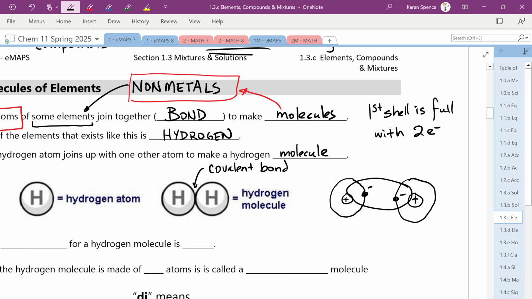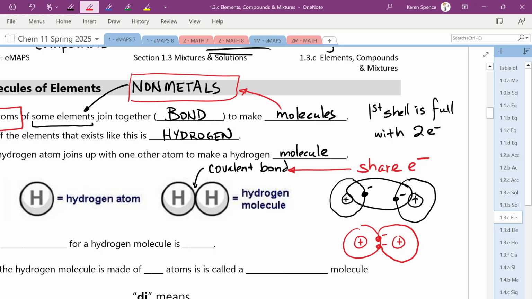Okay. So they share electrons, and the sharing of electrons is a covalent bond. So what you'll end up with is 2 electrons being shared by the protons.